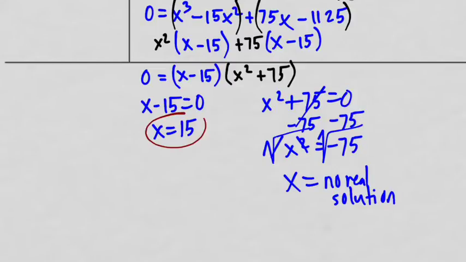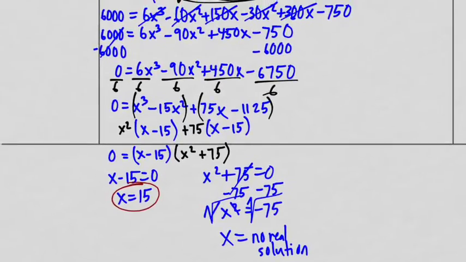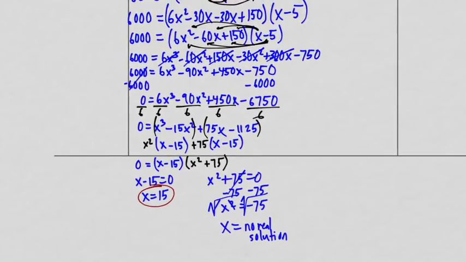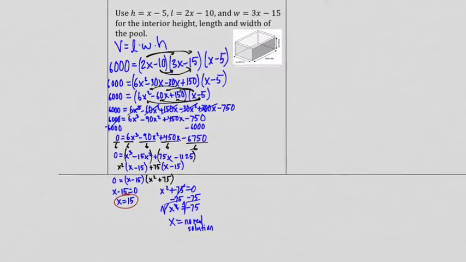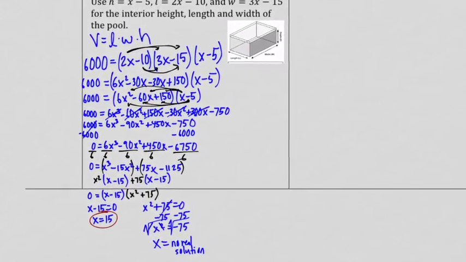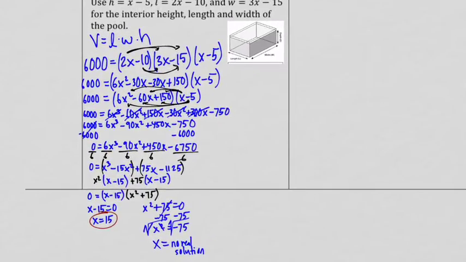So the only real solution we have is the one I found over here on this side, which is 15. Let's recall what we said x stands for. X stands for the exterior height or depth. So the exterior height is 15. Let's write that down. It's 15. It's asking us for the interior height, the interior length, and the interior width. So the exterior height is 15.